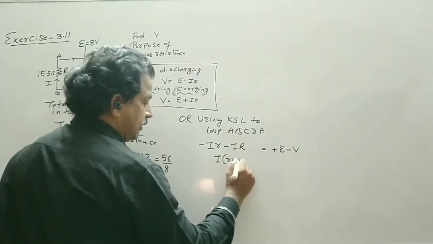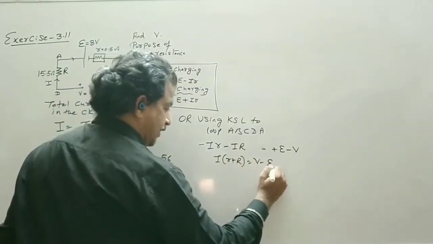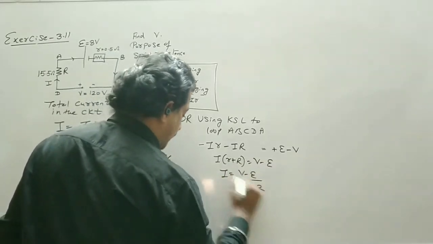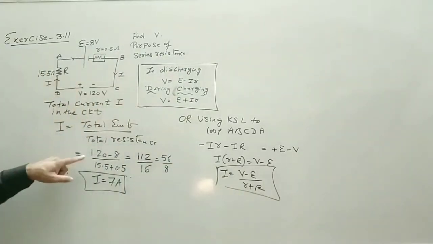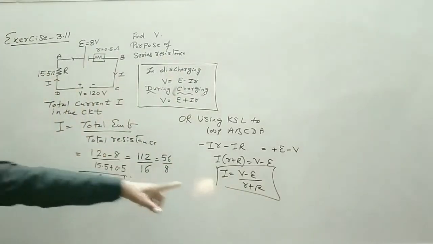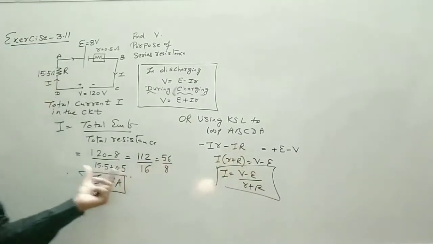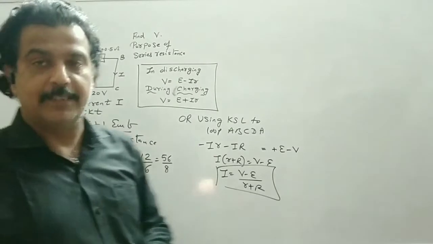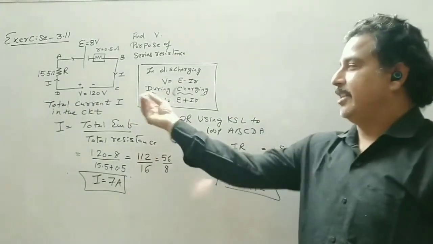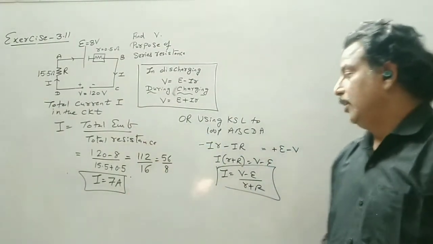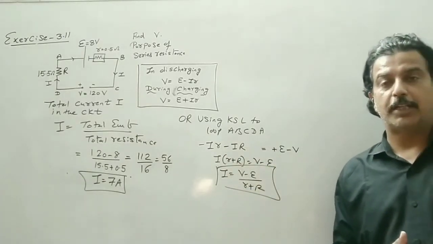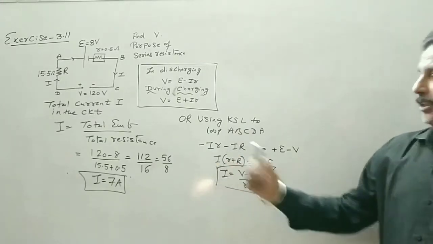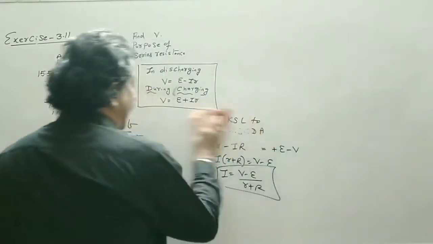I times (r plus R) is equal to V minus E. So I is equal to (V minus E) divided by (r plus R), which is the same thing we have done, 120 minus 8 divided by 0.5 plus 15.5. So either you apply Ohm's law, if the circuit is simple and consists of resistors and a battery only, or you can always apply Kirchhoff's second law to find the current in the circuit. In any case, the current comes out to be 7 ampere.